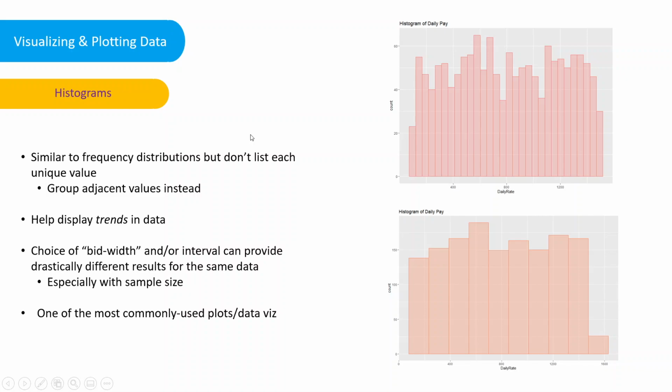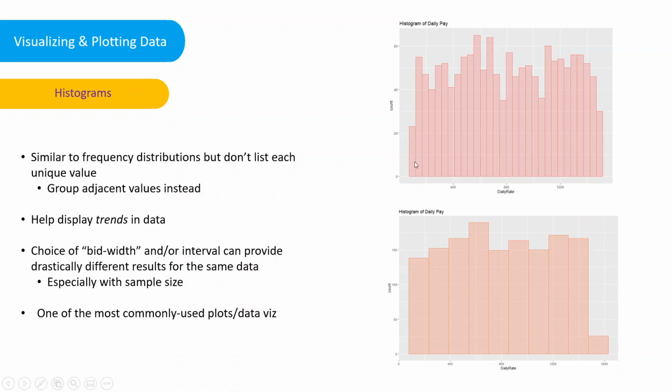The next technique is called a histogram. This is similar to a frequency distribution, but it's only for quantitative data. Now we don't list each unique value; we group adjacent values, or values that are next to each other, instead. We do this to help display trends in the data. We'll use the example of daily pay rate. You see in both of these histograms we have the daily pay rates of employees. It looks like they range from about 0 to roughly 1,600. And instead of trying to list out every single pay rate of every single employee, we've grouped them, or put them into bins of adjacent values.